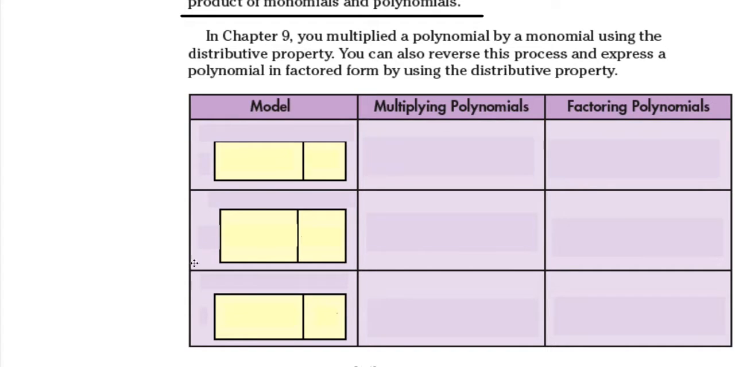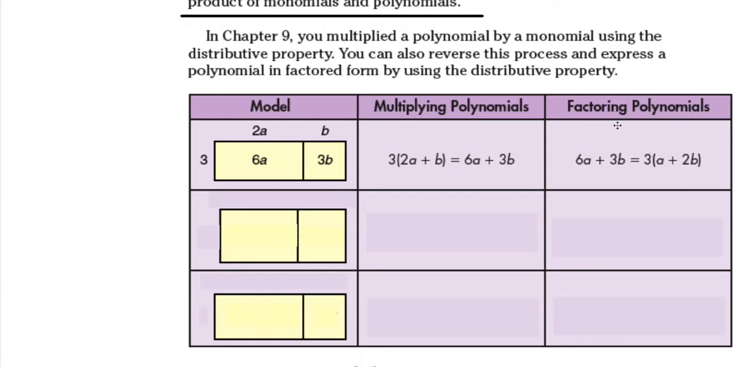And let's take a look at this first model. The area is 6a plus 3b. Okay, therefore, the width of this area is 3 and the length would be 2a plus b. So if I multiply 3 times 2a, that would be 6a, and 3 times b would be 3b. So multiplying the polynomials, now I have 3 times the quantity 2a plus b is equal to 6a plus 3b. Okay, so factoring the polynomial 6a plus 3b is therefore equal to 3 times the quantity 2a plus b.